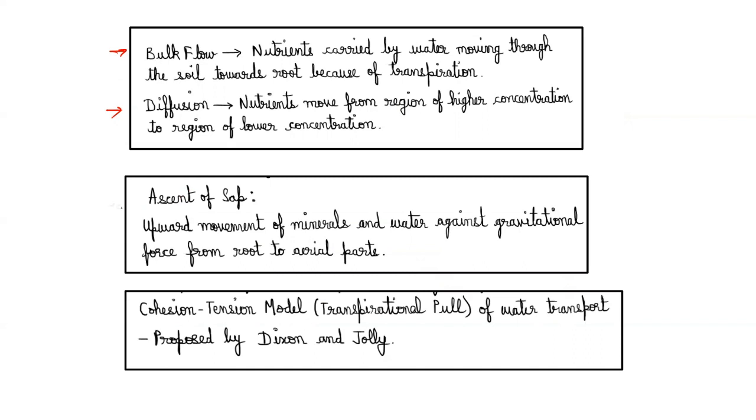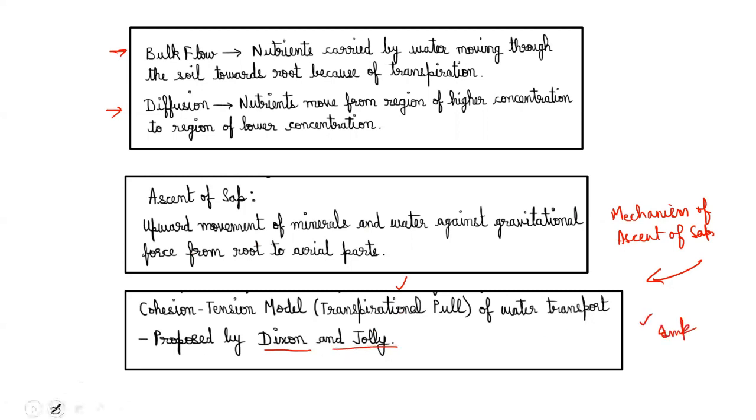Then we talk about ascent of sap. So what is the meaning of ascent of sap? That is the upward movement of minerals and water against the gravitational force. And this occurs from the root to the apical part of the plant. So this is called ascent of sap. The mechanism of ascent of sap is also important, and that mechanism is called the cohesion tension model, which is also called transpirational pull, which was proposed by Dixon and Joly. Okay, you should be knowing this. This is very important for the exam.